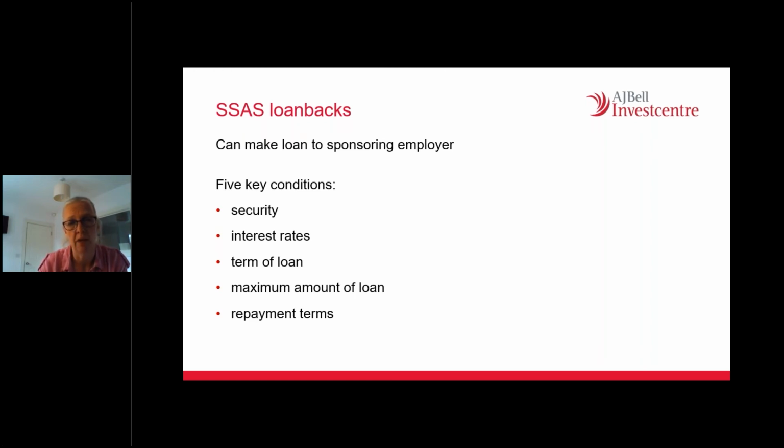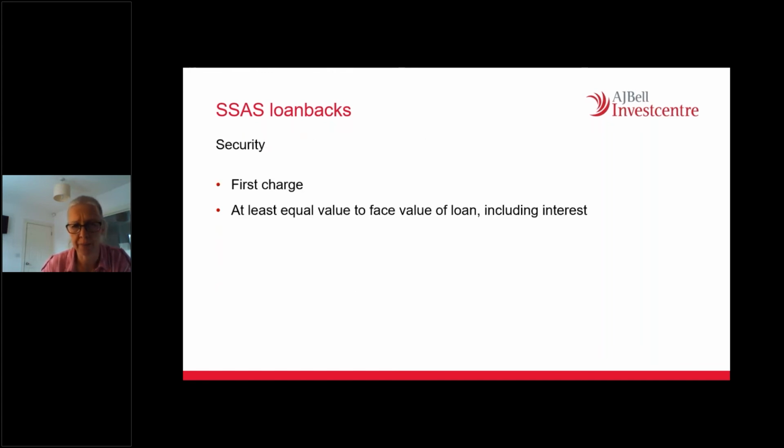To make a loan to the sponsoring employer, there are 5 key conditions that have to be met in order for this to be an authorised payment. These relate to the security, interest rates, term of the loan, maximum amount of the loan, and the repayment terms. So we'll look at those each in turn.